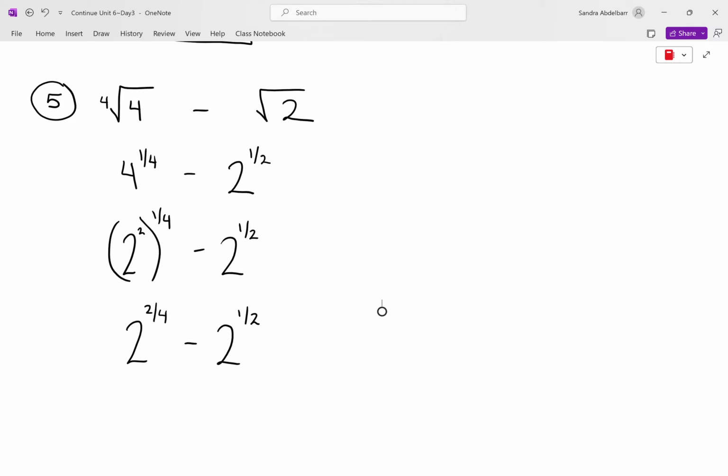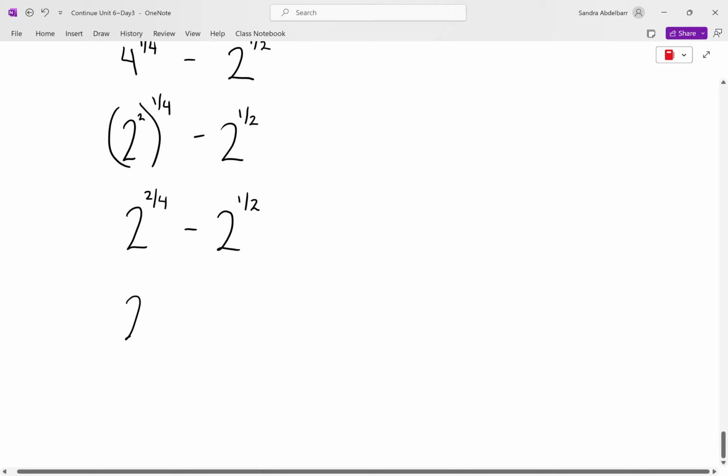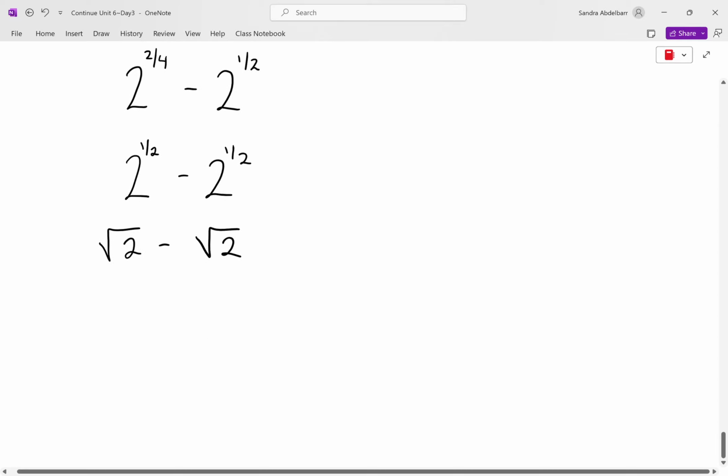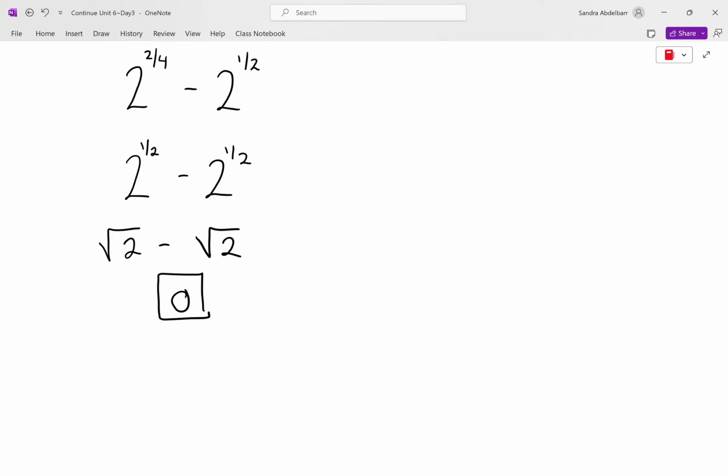So then this is going to be 2 raised to the 2/4 minus 2 to the half. But what's 2/4? Isn't that a half? So then what I end up with is 2 to the half minus 2 to the half. Or you could look at it as root 2 minus root 2. Well, whenever you take something from itself, what's your difference? 0. All right, and that's where we will stop.